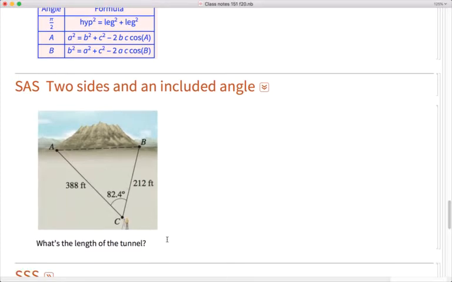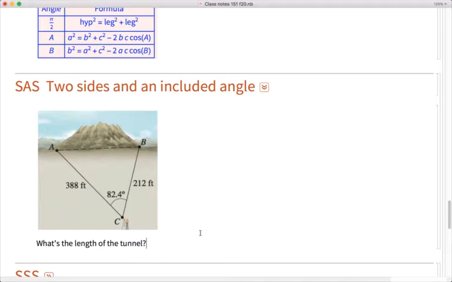Okay, so the question is then, what is this length? There's a word problem in the book. There's a tunnel going underneath the mountain, and we do some survey where we're able to make these measurements. I want to know the length of the tunnel. That is the length of AB.